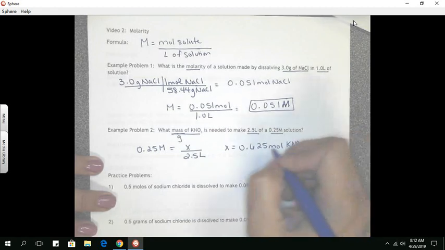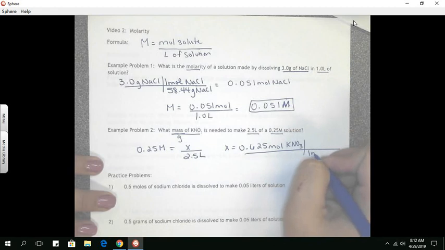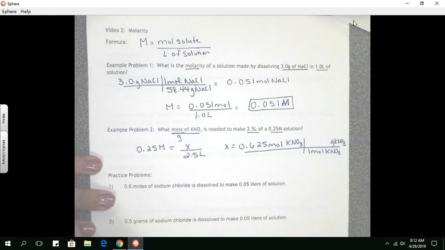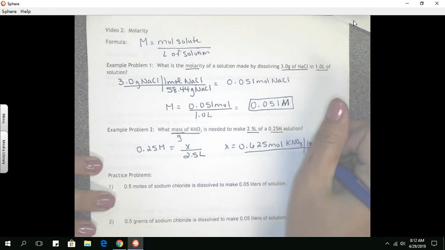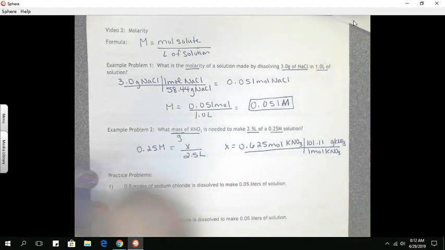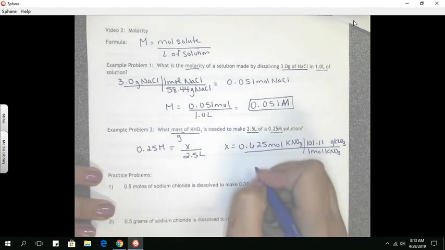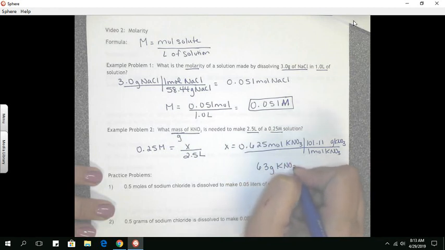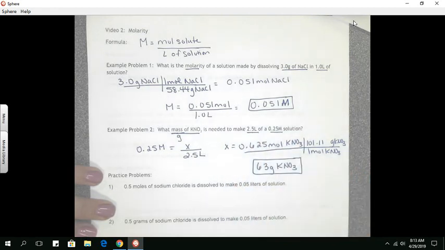So then we want to convert that into grams. So 1 mole of potassium nitrate goes on the bottom, and then the mass from the periodic table of potassium nitrate on the top. And that mass, as we look up those on the periodic table and add them together, is 101.11. Then we multiply across the top, divide by the bottom, and we get 63 grams of potassium nitrate. Now I kept 2 significant figures because both of these numbers here have 2 significant figures.